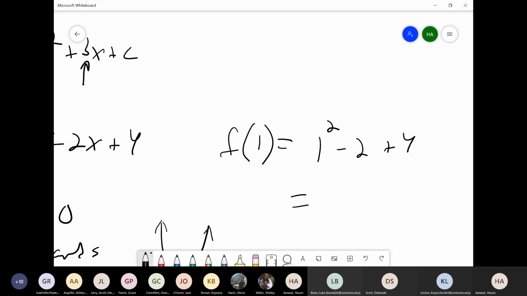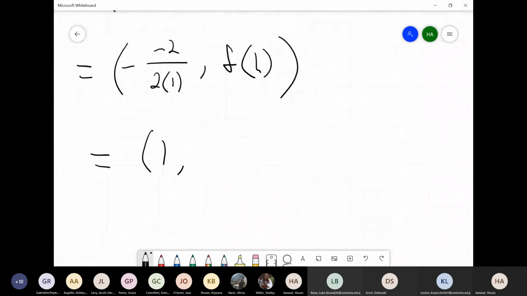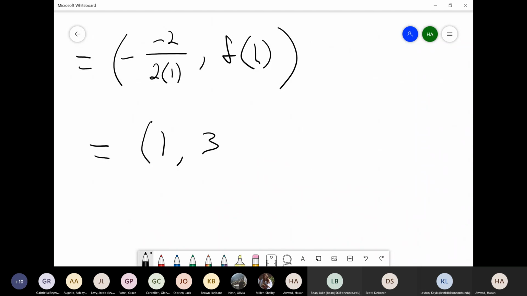Great. And now help me simplify this. What's 1 squared? 1. Great. Minus 2? Negative 1. Great. And then add 4 to it. 3. Great. So we get 3 as our output for plugging in 1. So what that tells us is that our vertex, the y component of our vertex, is 3.